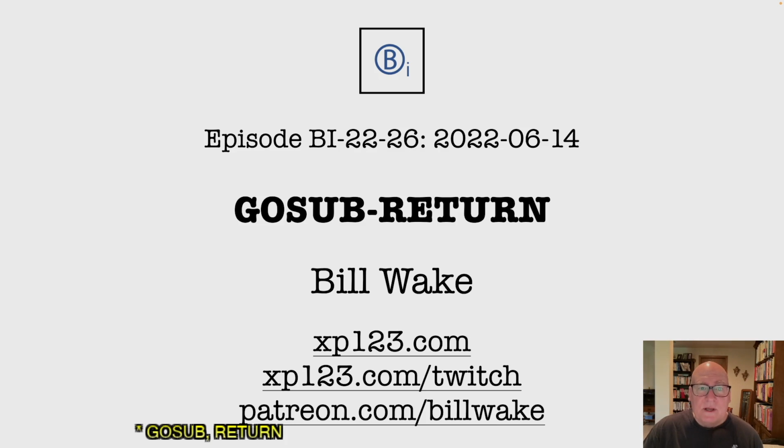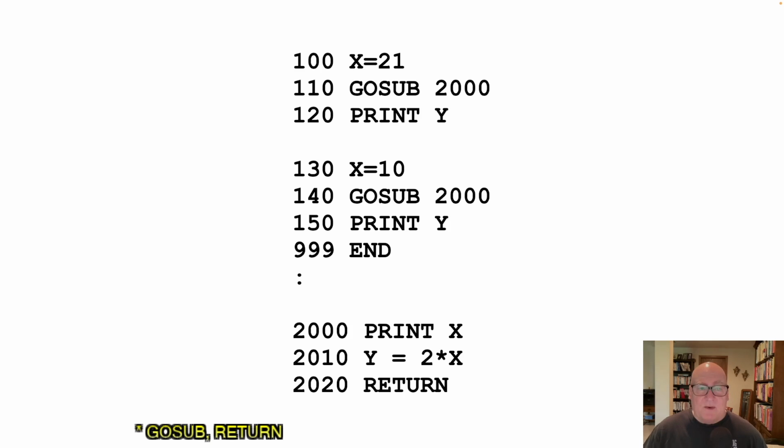We're here working on a basic interpreter. Last time we mostly finished the for next loop, and this time I want to focus on GOSUB and RETURN, which is a pretty primitive procedure calling method in BASIC. I don't know if you've run across it, but it works like this.